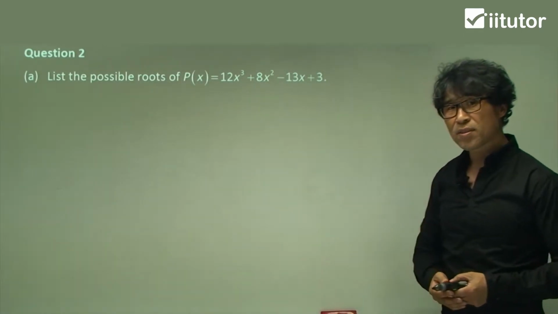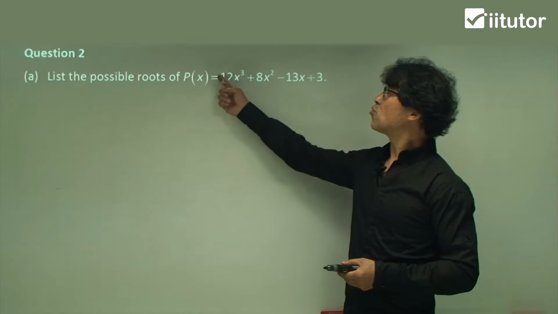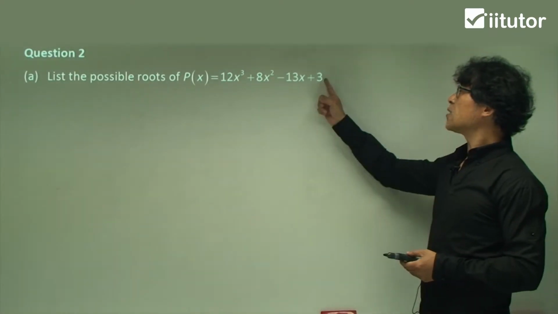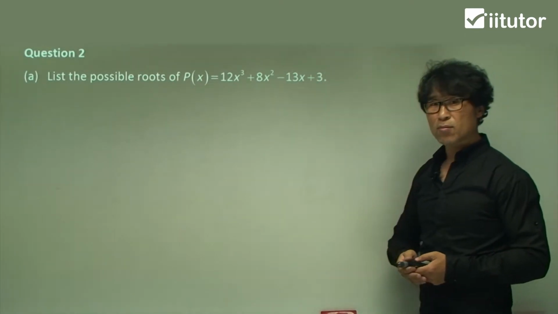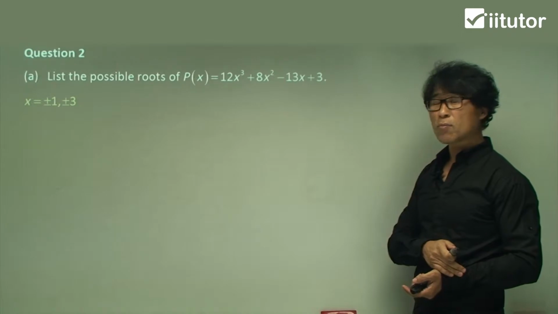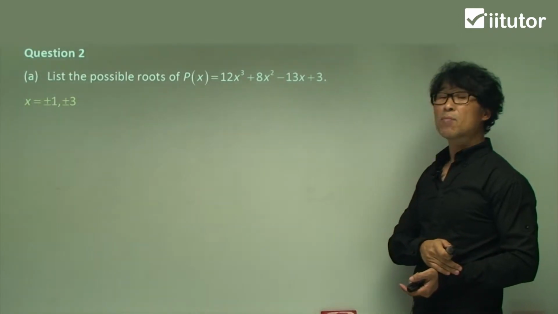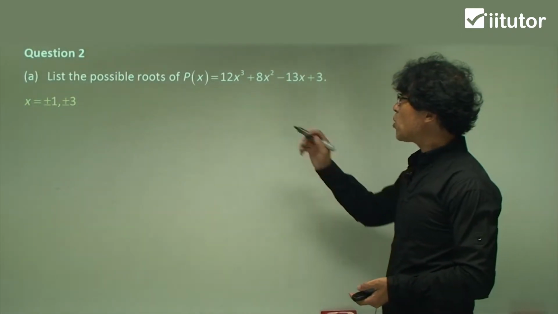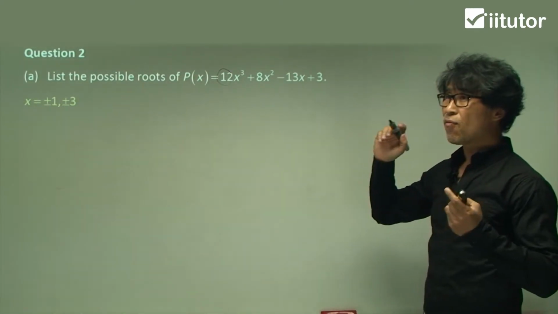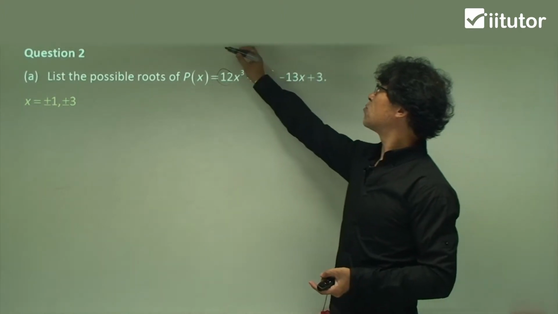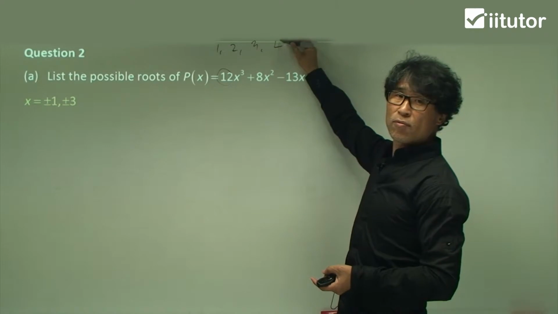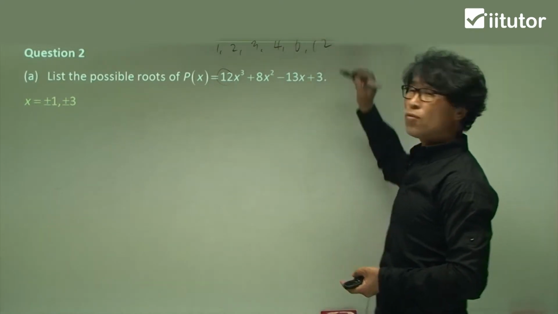Okay. Question 2. List the possible roots of this polynomial. Okay, it's a slightly different situation. We have 12 as the leading coefficient here. So what you're going to do is list the candidates of the possible factors from 3 again here. It will be only 1 and 3, plus and minus 3, plus and minus 1. And then we need to also consider 12 here. So what are the factors of 12? 1, 2, 3, 4, 6, and 12.